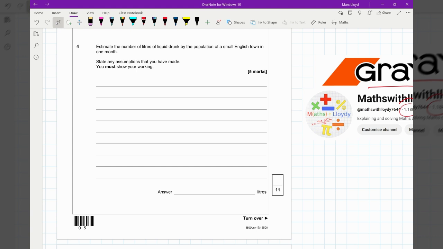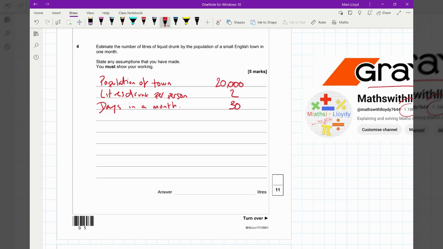So the first thing I'm going to say is we need to know the population of the town. We also need to know litres drunk per person. And we're going to have to say how many days in a month. So to keep my numbers really easy, I'm going to go with 30. I'm going to say 2 litres drunk per person, because if you think of a big bottle, that would be fine. And then the population of the town, I'm probably going to say 20,000 because it's a small town.